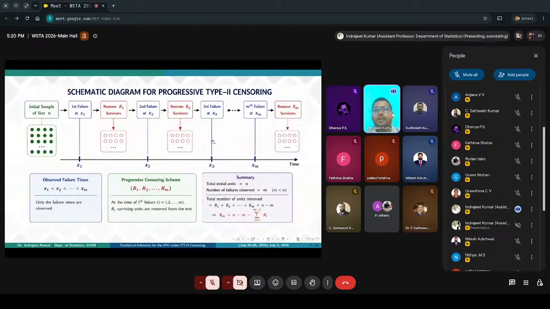Okay, so this is the schematic diagram of the progressive type 2 censoring scheme. We start with an N sample. At the time of the first failure, we remove R1 surviving units, and at the time of the second failure, we remove R2, and so on. In the censoring scheme, we will get at least M failures, which is prefixed. So the observed failures will be x1, x2, xm, and the removals will be r1, r2, rm, such that r1 plus r2 plus so on is n minus m, and this will be given.